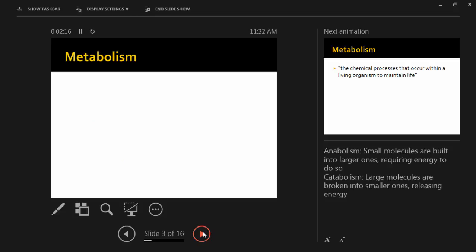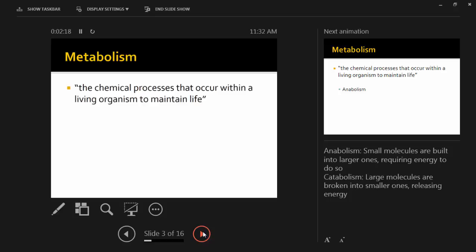So first of all, what is metabolism? Metabolism is defined as the chemical processes that occur within a living organism to maintain life. This can be further broken down into anabolism, which is building molecules. So anabolism takes small molecules and builds them into larger ones. And this requires energy to do.